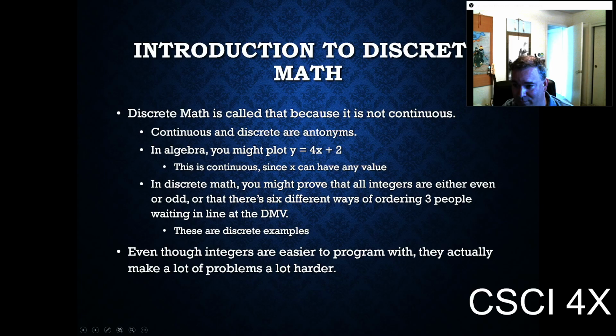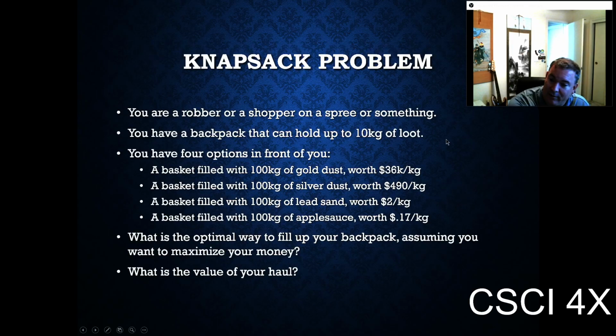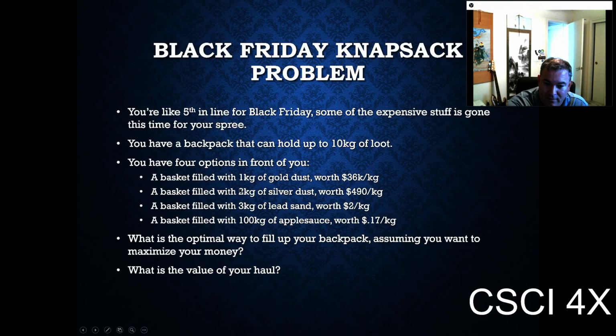All right, let's make it a little more interesting. Let's reduce how much gold is available. So there's only 1 kilogram of gold. There's 2 kilograms of silver dust. There's 3 kilograms of lead. And there is still 100 kilograms of applesauce, because the people ahead of you in line at Black Friday already took all the expensive stuff, right?